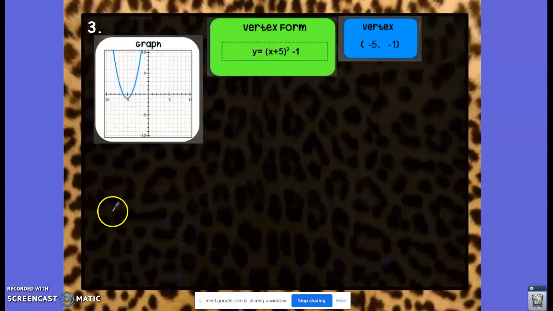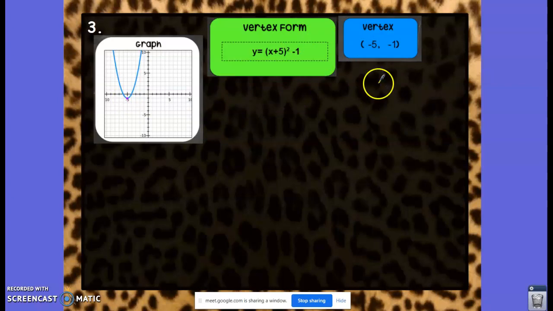All right, our next example comes again from the Google Slides. It's number 3. They've given us the graph already filled out. They've also given us the vertex. We could have found it from the graph, but they already gave us the values. And then they gave us vertex form.